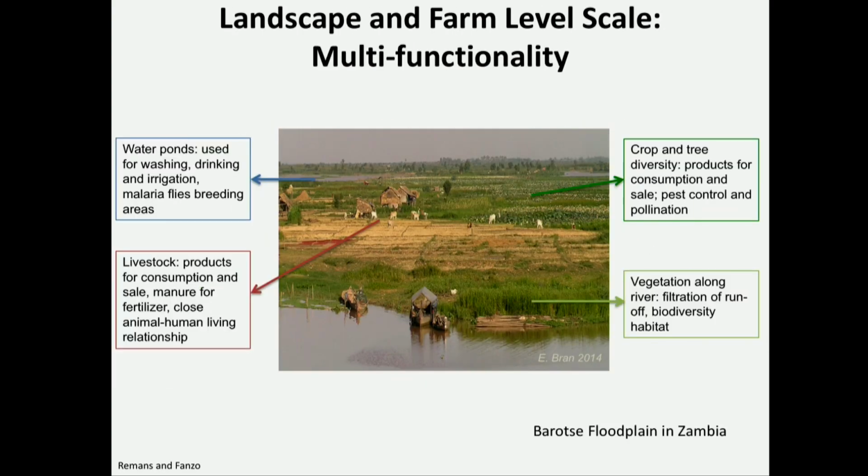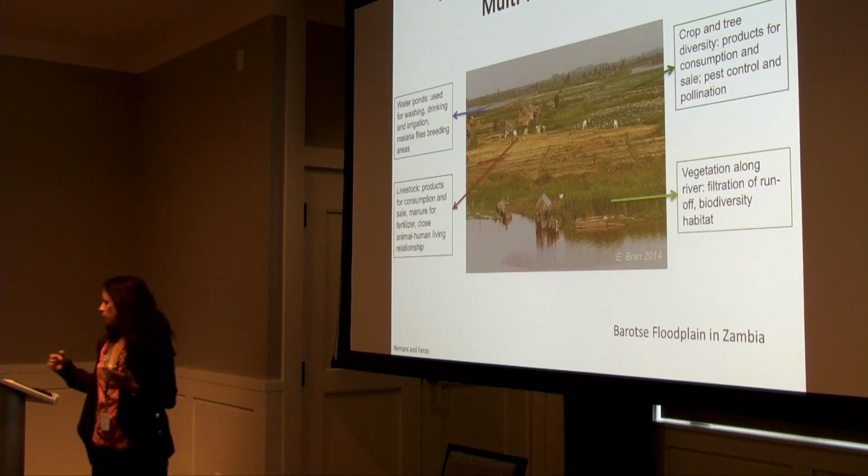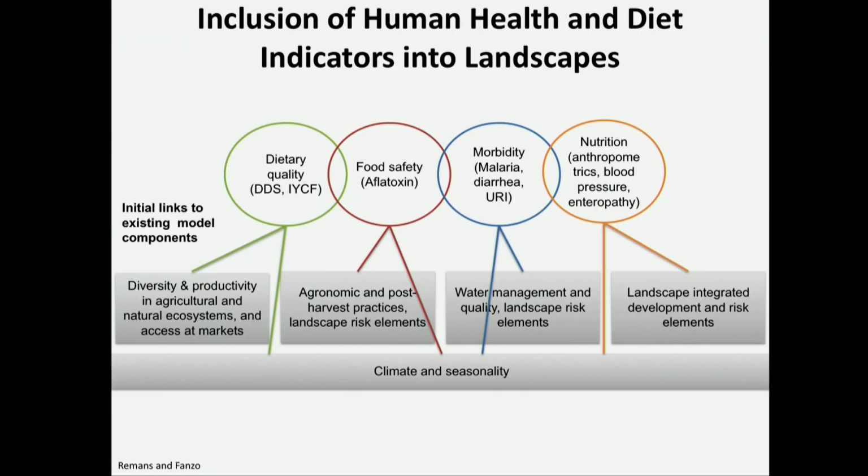This is where we're working in the Barotse floodplain in Zambia. Some of you may have worked in this area. It's a lot of seasonal variation, and the functionality of that landscape changes by seasons. And you can imagine the climate impacts when you start to account for seasonality. Some of the indicators that we're looking at, along with the production and ecosystem indicators, are diet quality. I'll talk a bit about those.